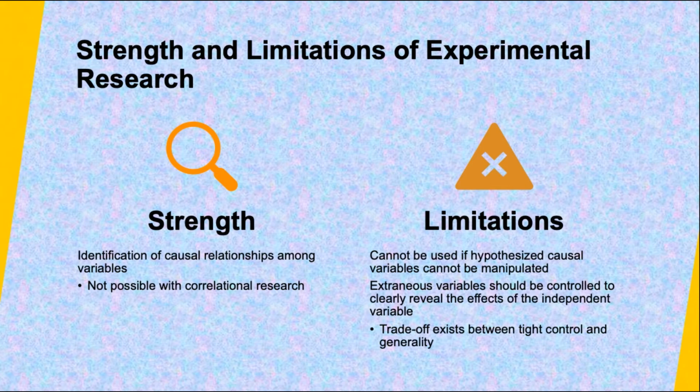A rather unpleasant trade-off exists in experimental research. As you increase the degree of control you exert over extraneous variables, and thus your ability to establish causal relationships, you decrease your ability to generalize your findings beyond the conditions assessed in your experiment.